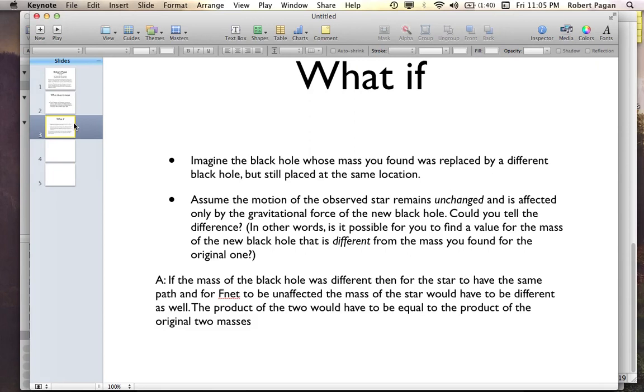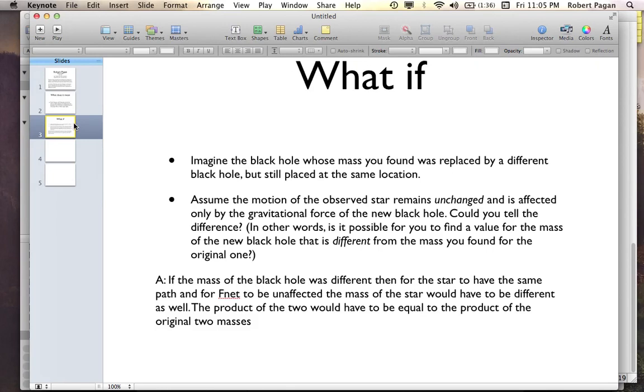What if, imagine the black hole's mass you found was replaced by a different black hole, same location, and assume the motion of the observed star is unchanged and affected only by the gravitational force. Could you tell the difference? Well, it's kind of a trick question because the path would be different if the mass was different, and then R would be different. Your Fnet would be completely different.